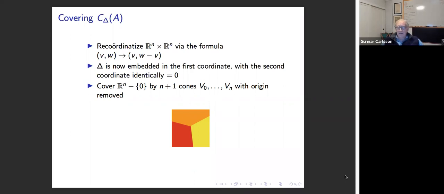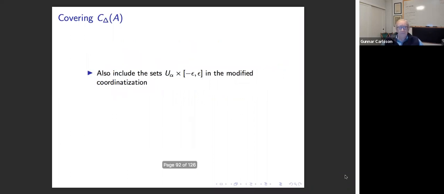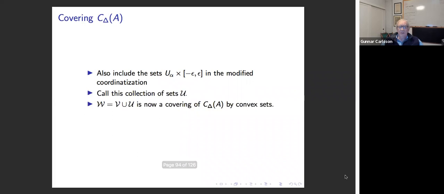So the reason that I need to do that, well, I need a covering by convex sets of Rn minus the origin, right? It's because on my right-hand factor is Rn, but with the origin removed, because I'm computing the complement there. And so I'm covering this by the n+1 cones V naught through Vn with origin removed. So I'll let V equal V naught through Vn, and also include the sets U alpha cross minus epsilon and epsilon in the modified coordinatization. So this set is now a covering of C delta of A by convex sets.